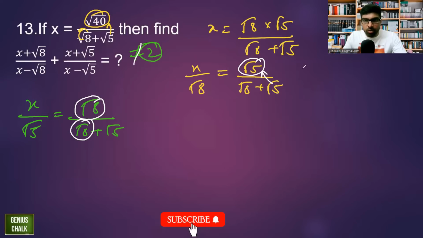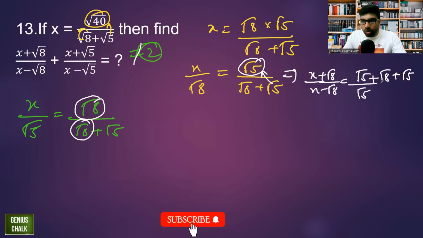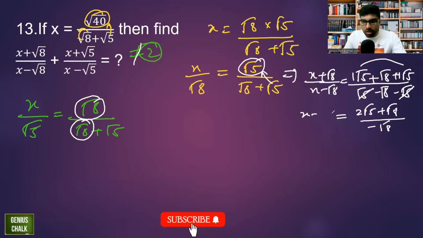Now applying componendo dividendo, we can solve this. So applying componendo dividendo, I will be getting X by X plus root 8 minus root 8. This can be written as root 5 by root 5 plus root 8 plus root 5 minus root 8 minus root 5. So what I will be getting? It is root 5 plus root 5. So there is 1 here. So I can write 2 root 5 plus root 8, and it is cancelled. So it is minus of root 8. This is the value of X plus root 8 by X minus root 8.